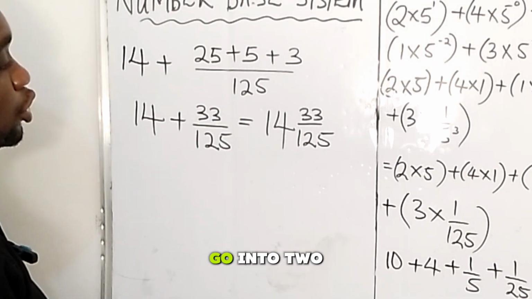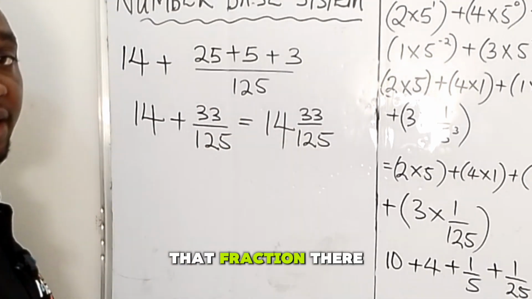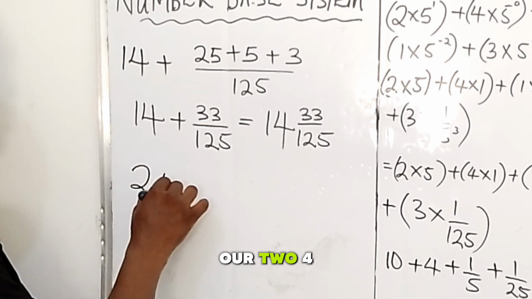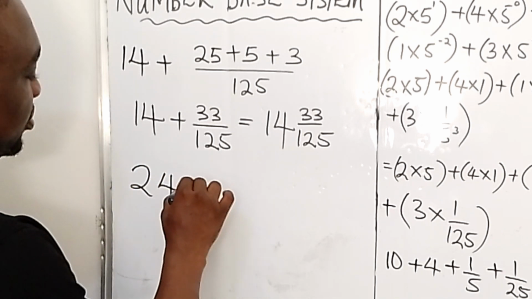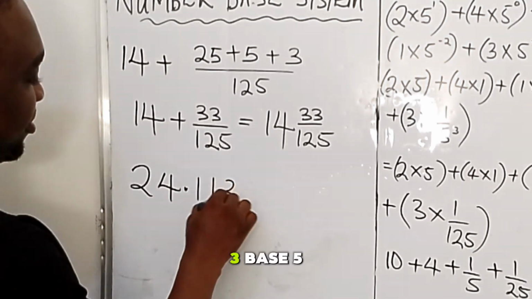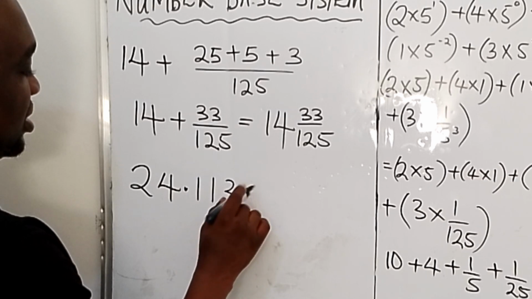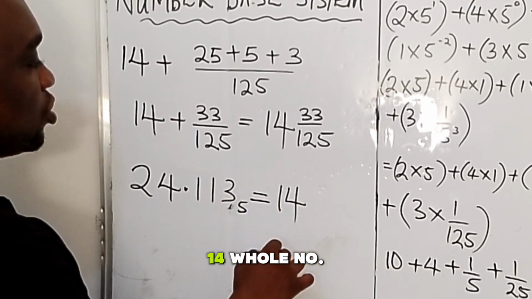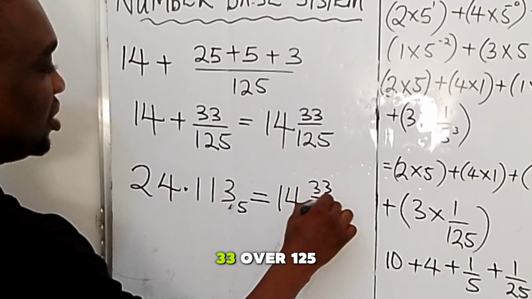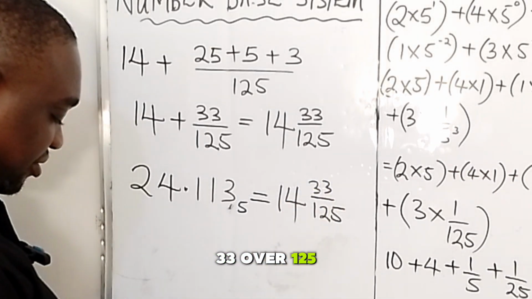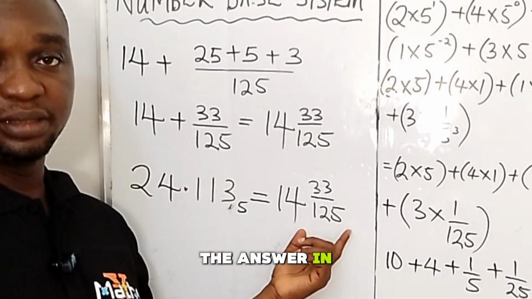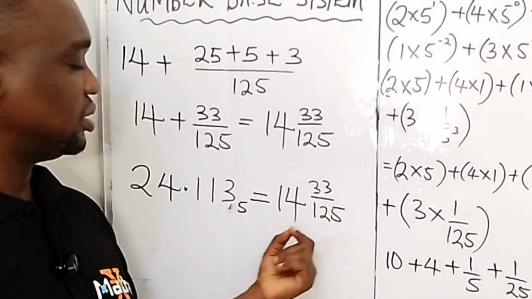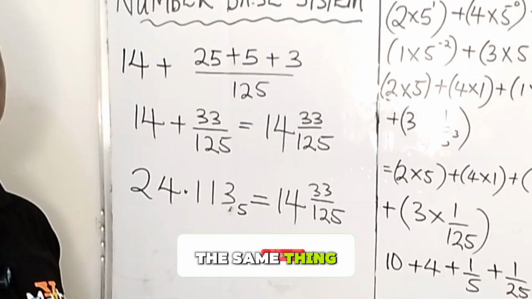So without wasting time, our answer is 14 whole number 33 over 125. Nothing else can go into the two of them, so we'll keep that fraction there the way it is. So meaning that our 24.113 base 5 is actually equal to 14 whole number 33 over 125. We could keep the answer in decimal fraction form, but I choose to keep it in fraction form. The way it is, it still means the same thing.